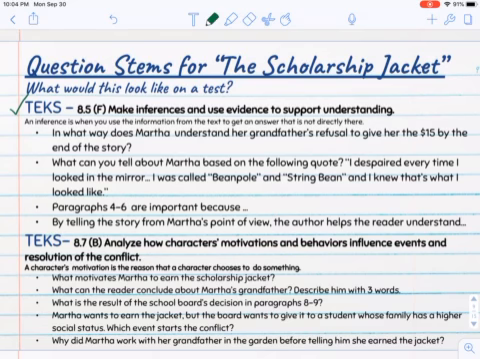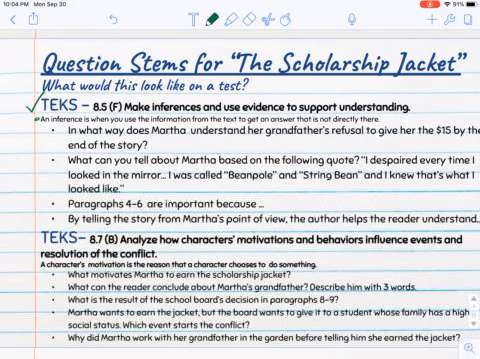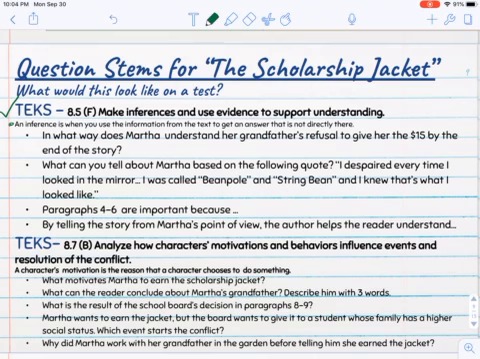First, looking at the skill or the TEK, making inferences and using evidence to support understanding. What does this mean? An inference is when you use the information from the text to get an answer that is not directly there. Some people may refer to this as reading between the lines.